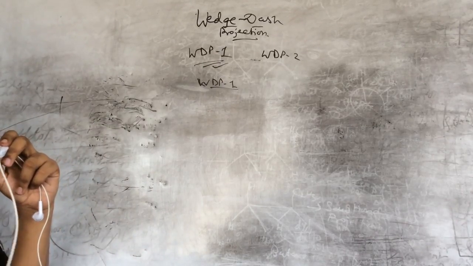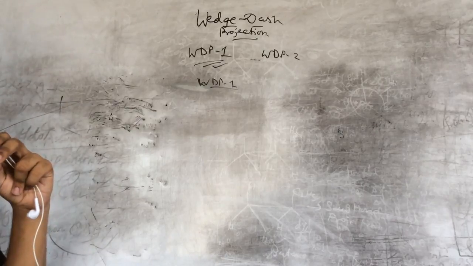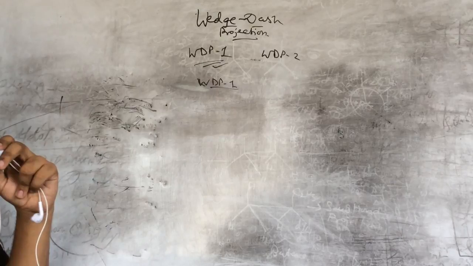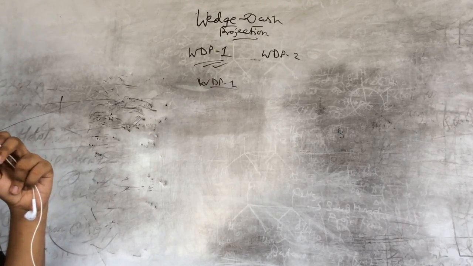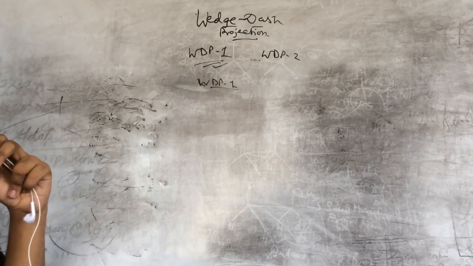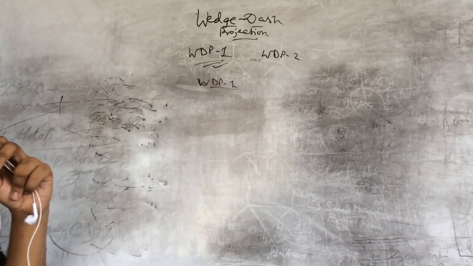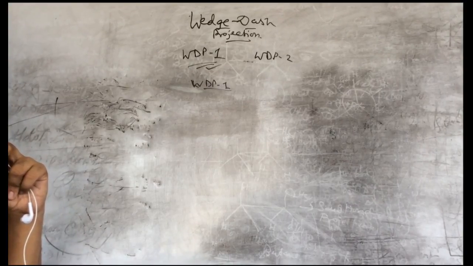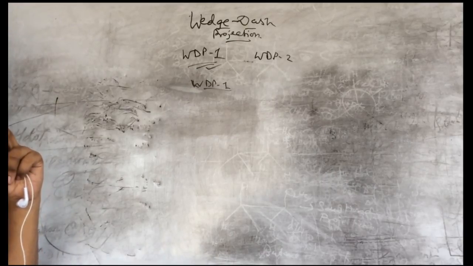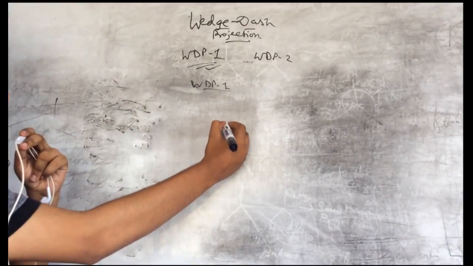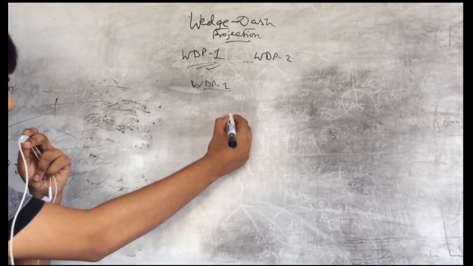In WDP1, when you view a particular carbon of a molecule, you place the carbon along with two of its groups in a single plane. You imagine a plane containing the carbon along with its two groups, and we place the remaining two groups either below the plane or above the plane. So let's take an example. Suppose this is the carbon.